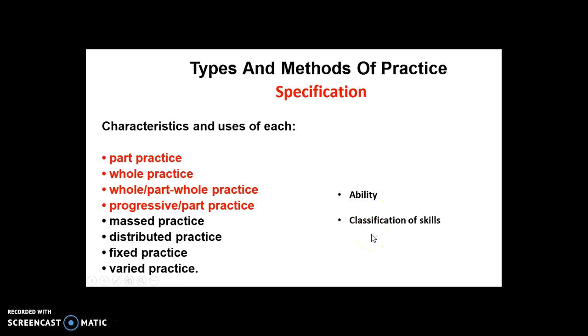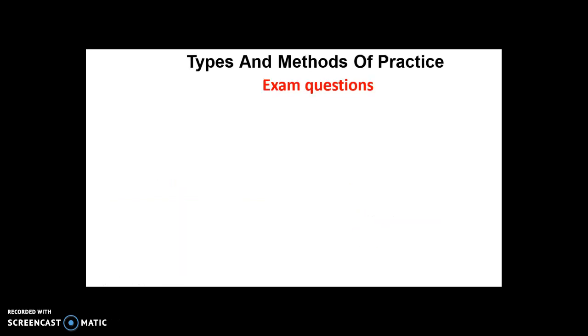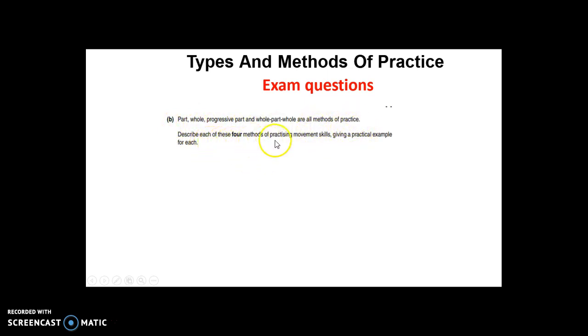So when you get questions on practice, there are 2 particular styles you could get. Style 1 is what I would call a prescriptive question, which is pretty much exactly what it says on the tin. It tells you what it wants, and you have to give an example. So this will be an example here. Part, whole, progressive part, and whole part whole are all methods of practice. Describe each of these 4 methods of practice in movement skills, and give an example for each. So that is basically describing each one and giving an example, 4 marks, thank you very much.